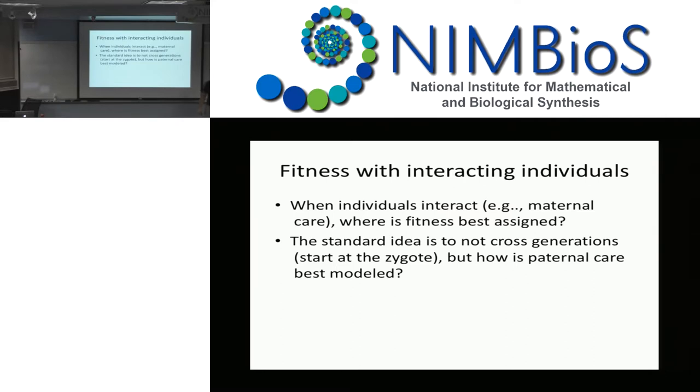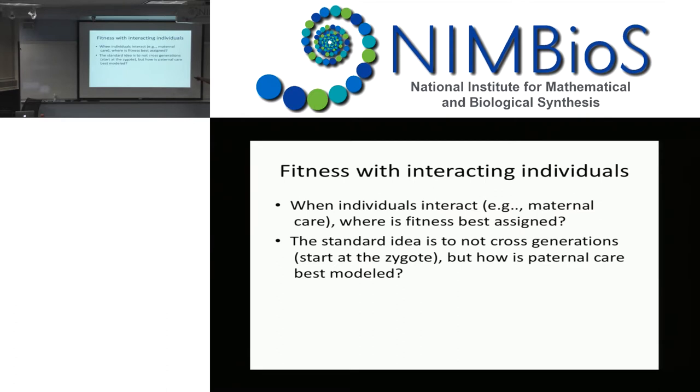That would kind of be a whole course in itself, but chapter 22 discusses that in detail and gives you all the references. So this leads to the other question. When individuals interact, where is fitness best assigned? And the classic example is I have extensive maternal care. So your survival depends upon traits in you, but it also depends in part on me. So it leads to the classic paper called, Whose Fitness Is It Anyhow?